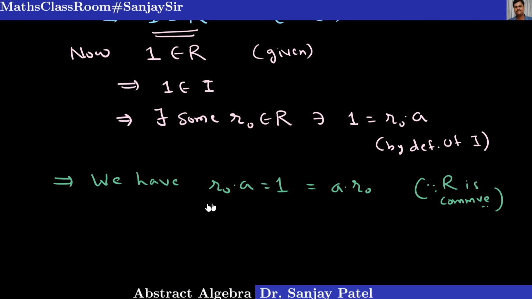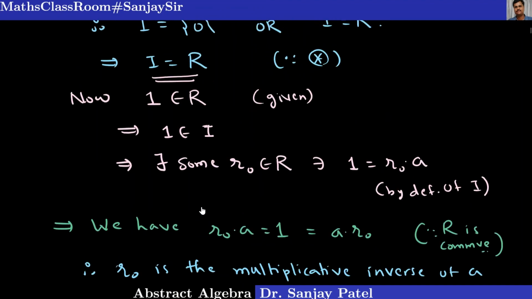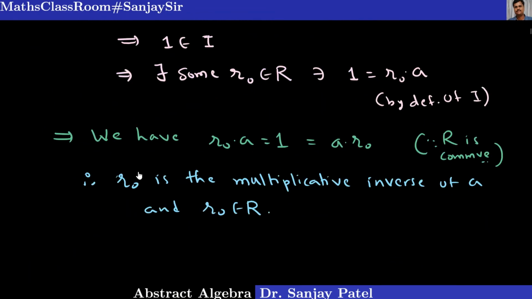What is the meaning of this statement? We know whenever this happens, we say that A is an inverse of R0 or R0 is an inverse of A. They are multiplicative inverses of each other. So this implies R0 is the multiplicative inverse of the element A, and we know that R0 belongs to capital R. Hence our aim is proved. Our aim was to show that every non-zero element A has a multiplicative inverse, and we have found that R0 is the multiplicative inverse of A.